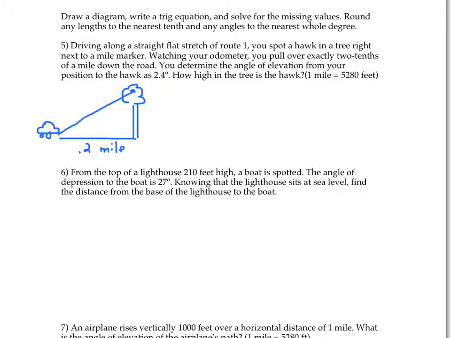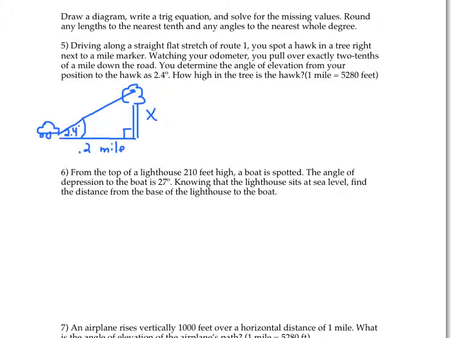So angle of elevation would be from your position looking up to the hawk in the tree, 2.4 degrees. It says you are trying to figure out how high in the tree the hawk is. Right. Now, we're trying to solve for this height, x. We're going to assume that the tree is perpendicular to the ground, so we've got a right triangle. Now we can use trig.